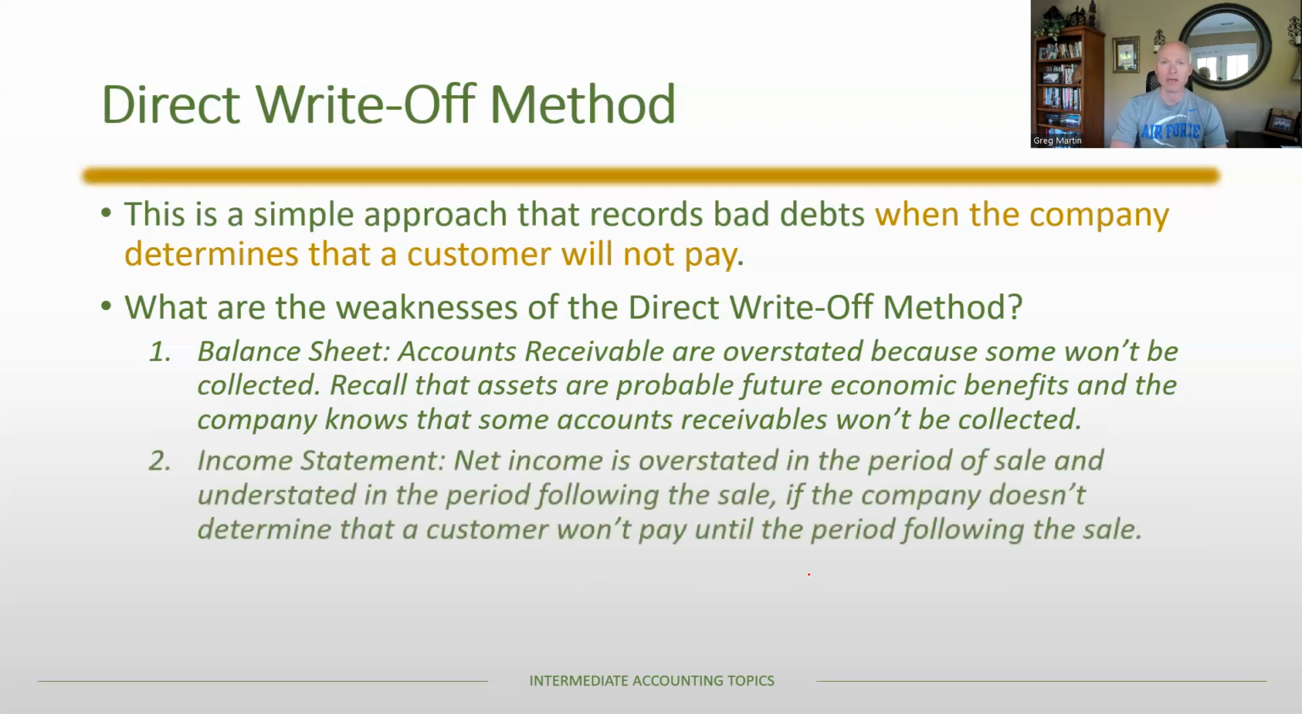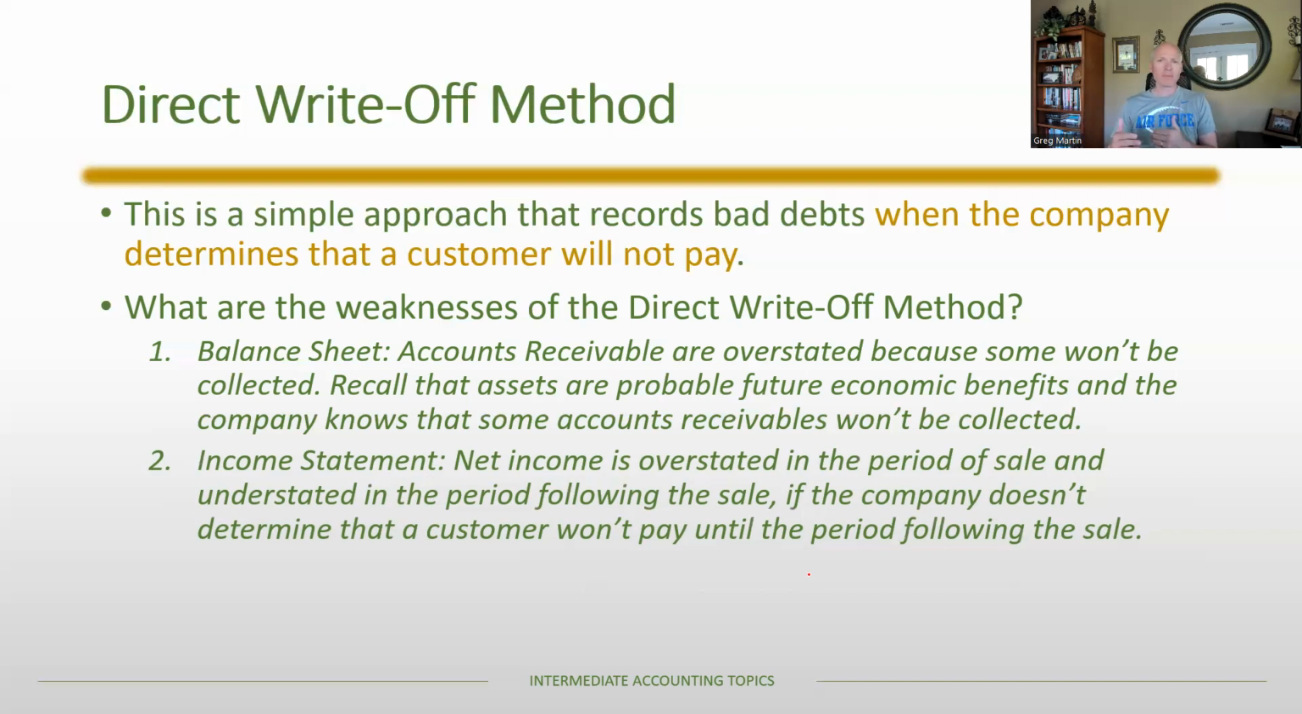At the same time, your net income is going to be overstated, or at least misstated in certain periods, because the cost of non-collection really was incurred at the time of the credit sale. So I might have a credit sale in one period, and then I might determine that someone's not going to pay a year from then.